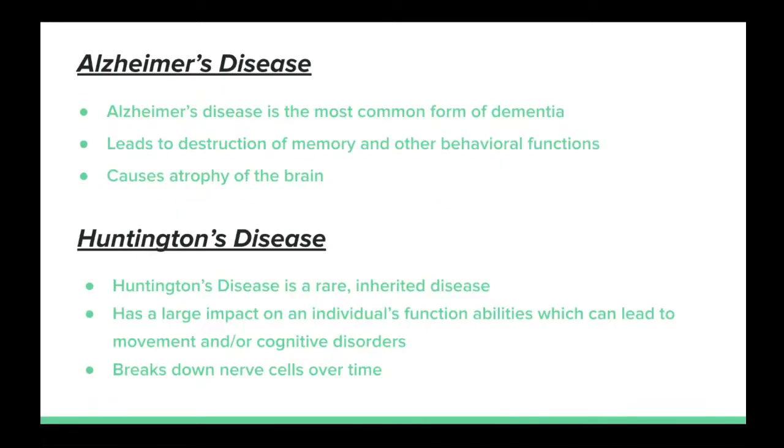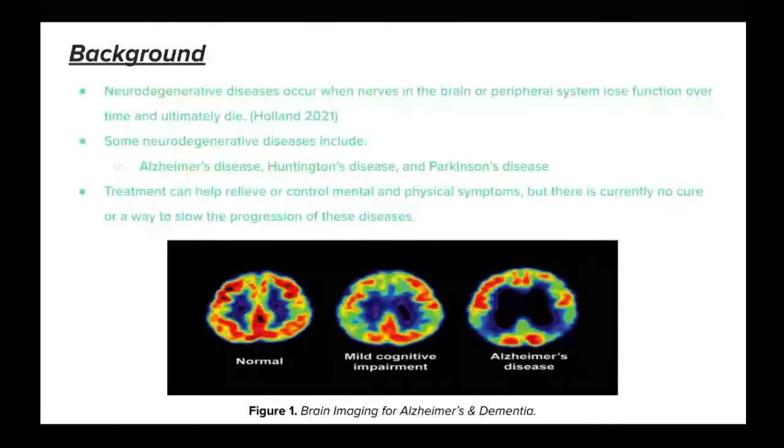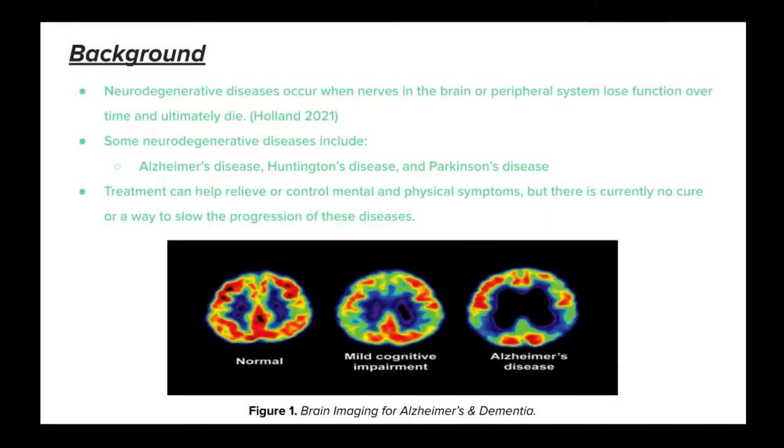In figure one here, it's basically a figure to show the brain of a normal, healthy individual versus someone with Alzheimer's disease. So you can kind of visually see the breakdown of brain cells over time there.